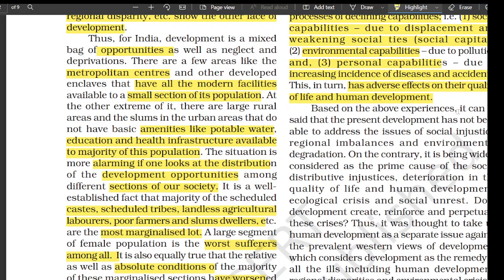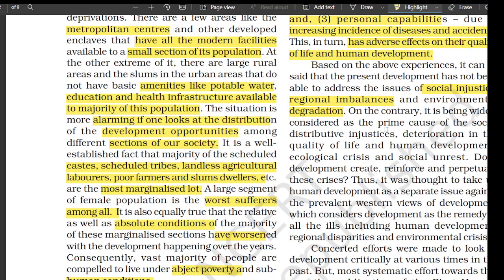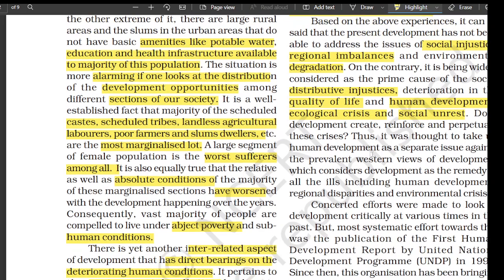Based on the above experiences, it can be said that the present development has not been able to address the issues of social injustice, regional imbalances, and environmental degradation. On the contrary, it is being widely considered as the prime cause of social distributive injustice, deterioration in the quality of life and human development, ecological crisis, and social unrest. Does development create, reinforce, and perpetuate these crises? Thus, it was thought to take up human development as a separate issue against the prevalent Western views of development, which considers development as a remedy to the ills including human development, regional disparities, and environmental crisis.